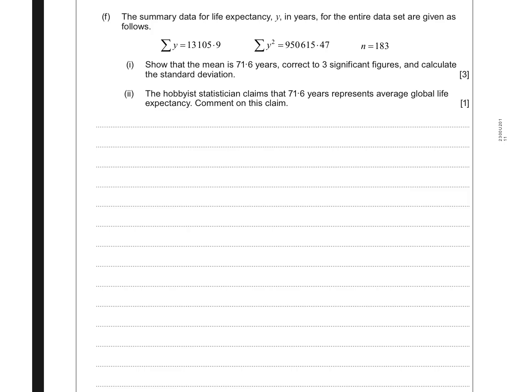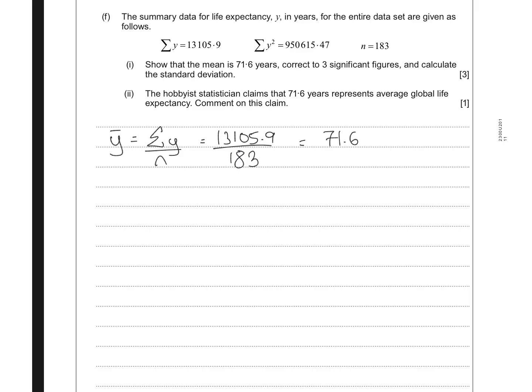So the mean, given that they've used y, let's use y bar for the mean. That's going to be this sigma y over n. So 13105.9 divided by 183. Which is the 71.6 that we want.